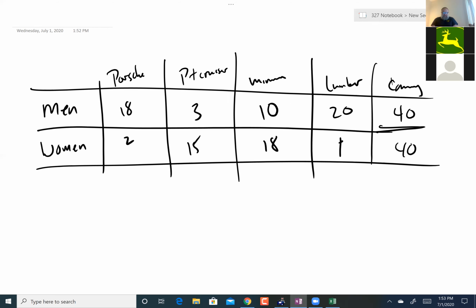I said, so what do you notice here? I said, there's a big discrepancy between men and women percentage-wise here, right? Again, it's based on this made-up data. And everyone's agreeing with that. I said, well, what we call this is we say that what people drive is dependent on gender.